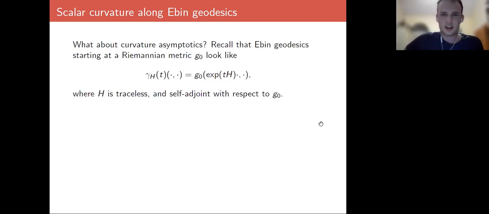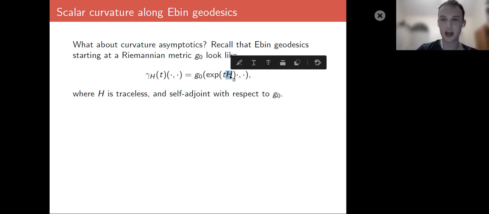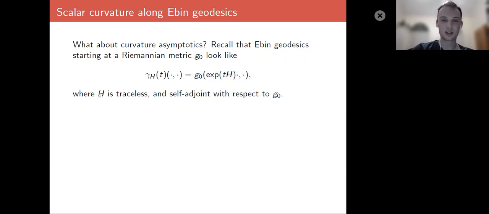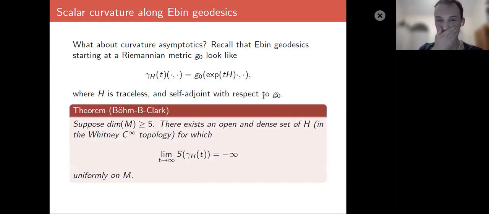So we'll get into that in a second, but just in case you've forgotten, I'll remind you what's going on here. We're going to fix a Riemannian metric G0, and then we're going to make a choice of H, hopefully as arbitrary as we can. We'll start shooting in the Ebin geodesic, which is given by this. And remember, we can assume that H is traceless everywhere, and H is also self-adjoint with respect to G0.